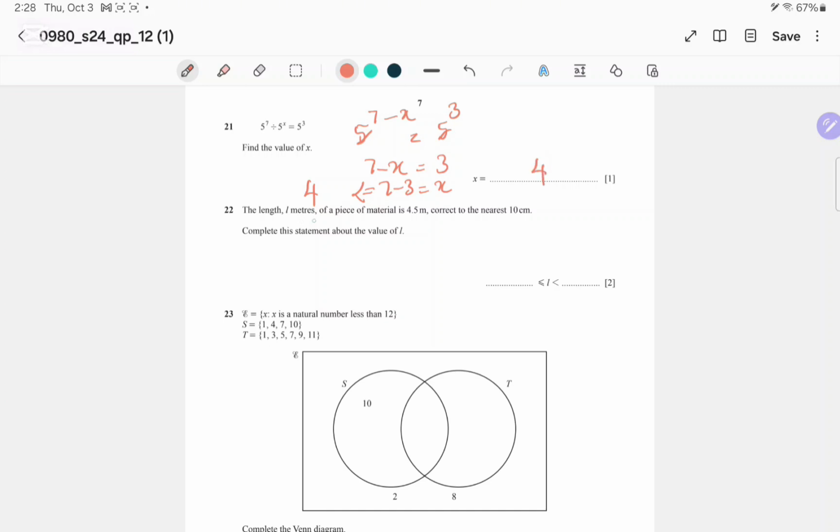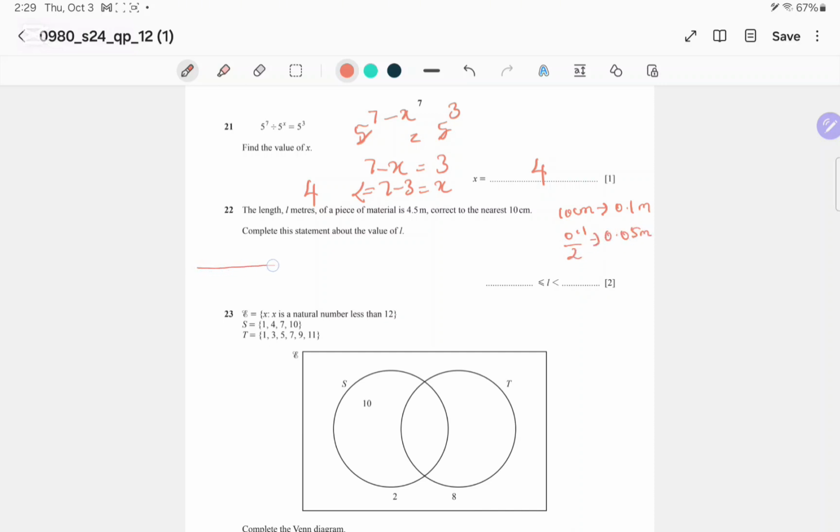The length L meters of a piece of material is 4.5 meters, correct to the nearest 10 centimeters. So this is this way. I am converting now the 10 centimeters to meters. 10 centimeters to meters becomes 0.1 meters. Okay, you have to divide it equally. So 0.1 divided by 2 becomes 0.05 meters.